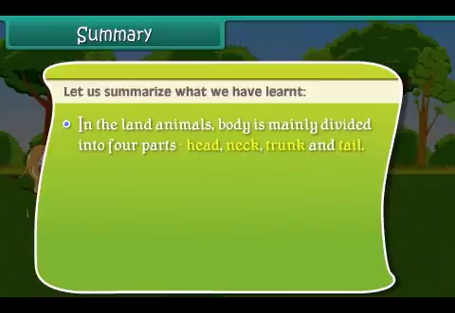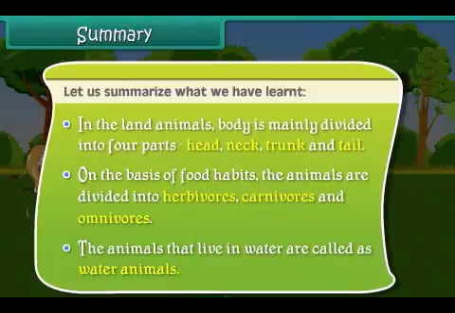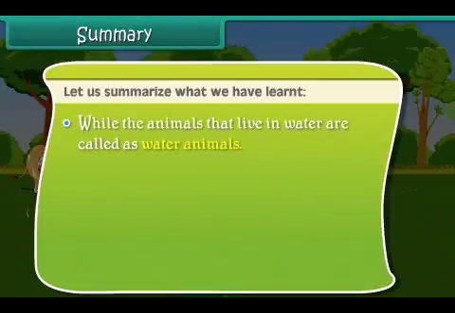In the land animals, body is mainly divided into 4 parts: head, neck, trunk, and tail. On the basis of food habits, the animals are divided into herbivores, carnivores, and omnivores. The animals that live in water are called as water animals.